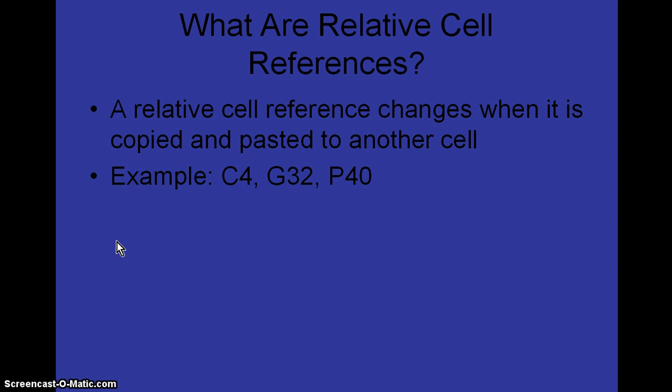So what are relative cell references? Well, a relative cell reference again consists of a column letter and a row number. However, when you copy that cell reference to another cell, it will change the cell reference. So examples of a relative cell reference, when you're clicking on a particular cell in a worksheet, would be C4, G32, or P40. So I'm going to switch over to Microsoft Excel 2003 and show you the actual difference between relative and absolute cell references.